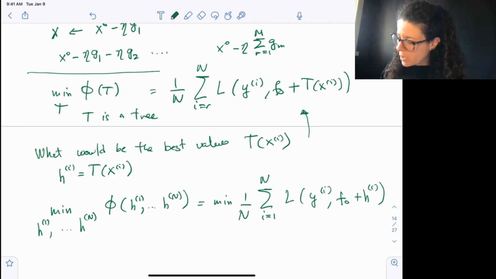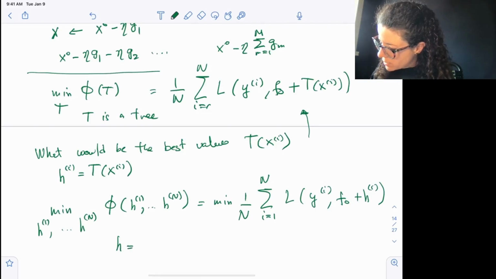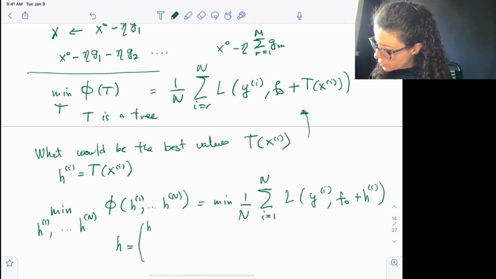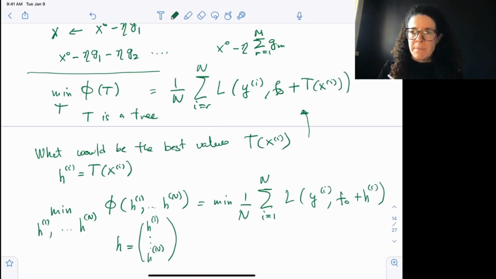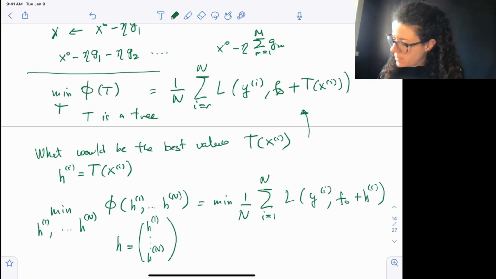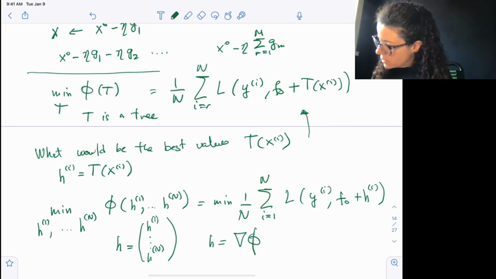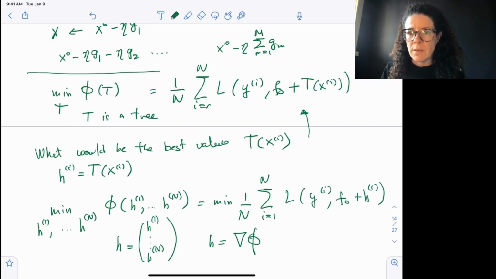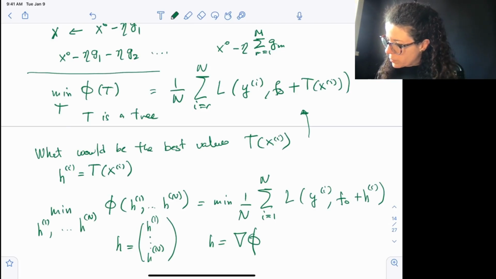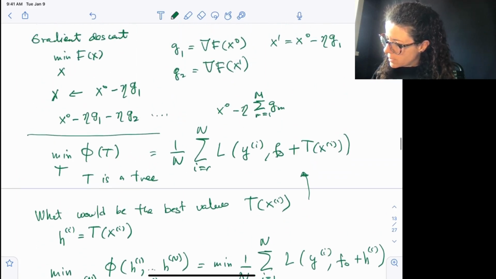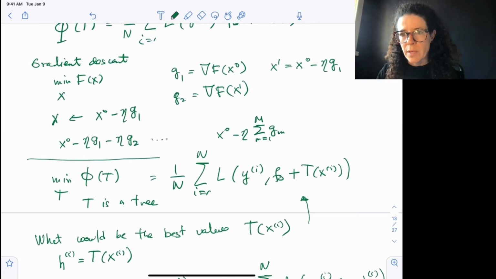But what would be the direction? What is h? Say h is our variable h1 through hn. What is the best direction h that we can go to locally try to minimize this loss function here? And I claim that this h is basically the gradient of phi with respect to h1 through hn. Because if you look at this here, it's exactly the same problem that we have with our gradient descent.